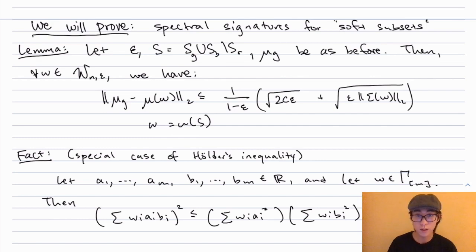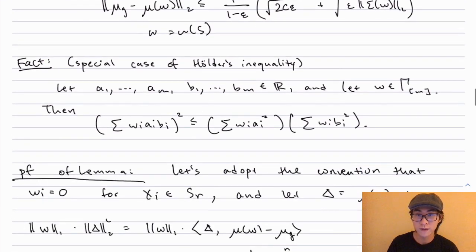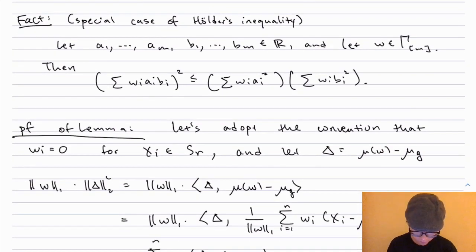We're only going to use essentially one non-trivial inequality. I use non-trivial slightly loosely here. We're just going to use a very basic version of Holder's inequality, whose proof again I will omit because it's a very simple exercise. The fact is the following: let a_1 through a_m and b_1 through b_m be any real numbers, and let w be any element of the subsimplex. Then the sum of w_i a_i b_i, quantity squared, can be upper bounded by the sum of w_i a_i squared times the sum of w_i b_i squared.